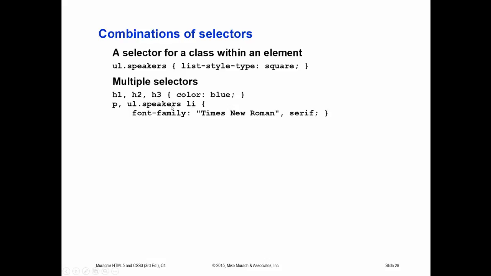This says all paragraphs, all unordered lists, all list items that are part of the speakers class, that are part of an unordered list, should have a font family of Times New Roman, and if you can't find that, serif. Notice since Times New Roman has blank spaces in it, you need the double quotes, but since serif is one word, no double quotes are necessary.